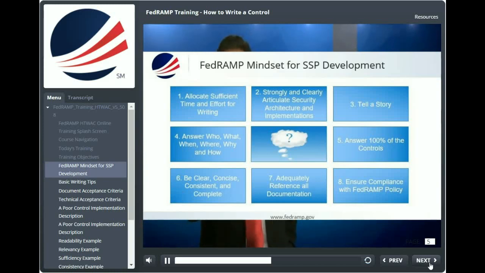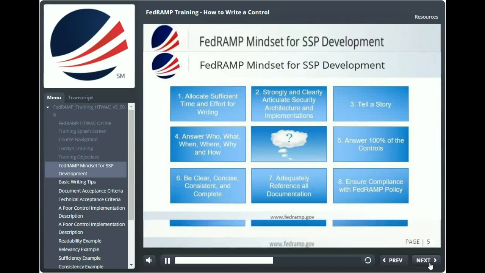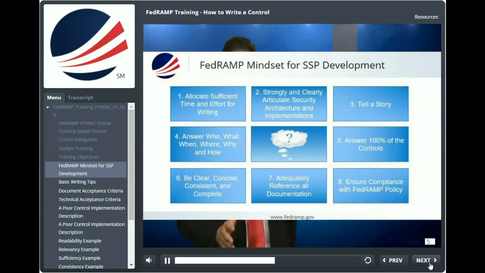Why should you have to go thumbing through a document? You know where it is. You had to look at it in the first place. Just document it down that way and it'll be much easier. And last but not least, you want to make sure you are in compliance with FedRAMP policy. You want to make sure that all your I's are dotted and your T's are crossed and that the document is polished and ready to go.